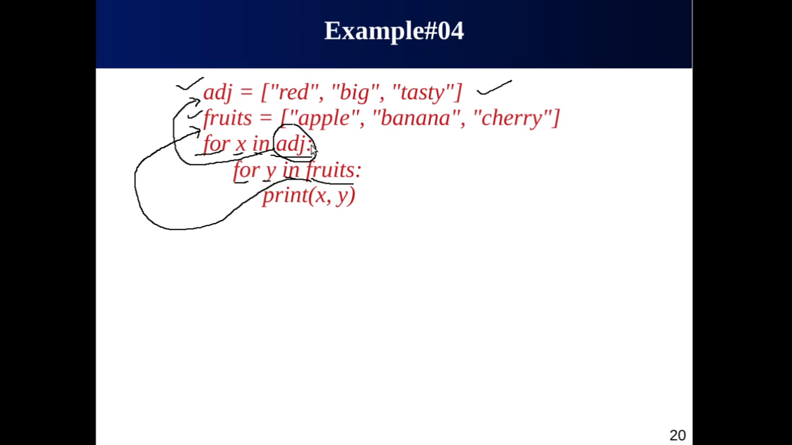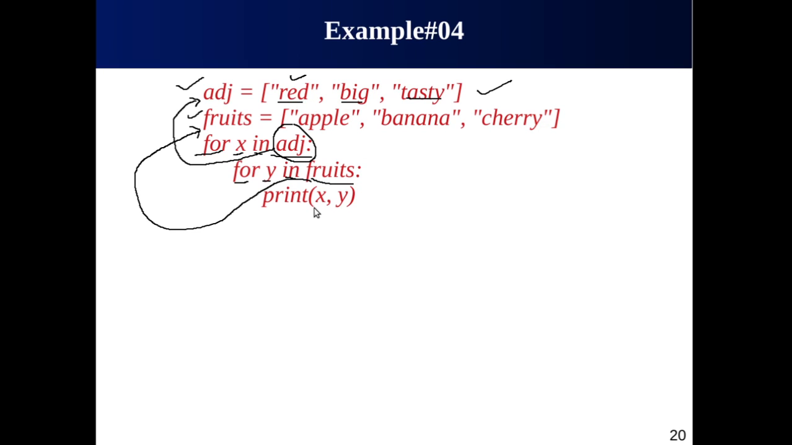So it is like this. The value of x will come from this array or from this list. So the first value is red, the second value is big, the third value is tasty. And for every value of this list, the fruits list will execute completely. So this is going to be like this.